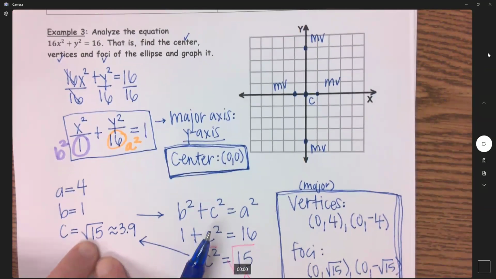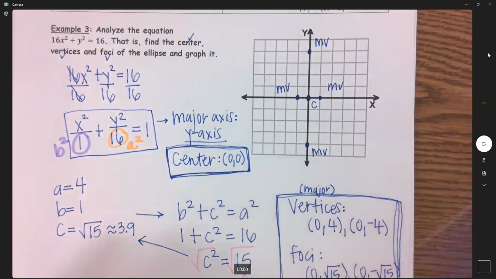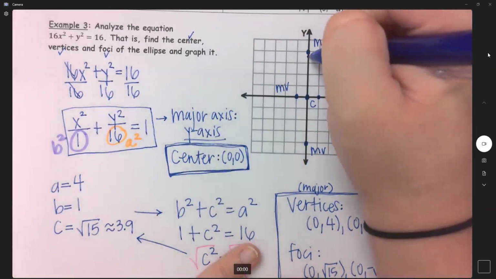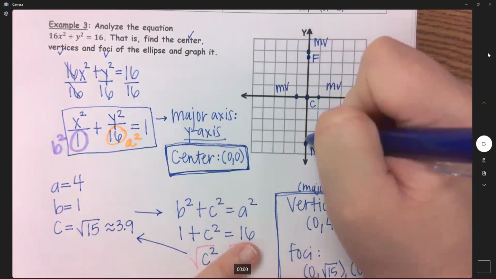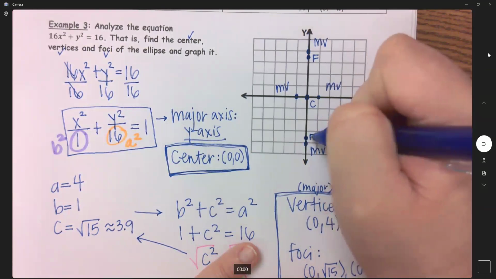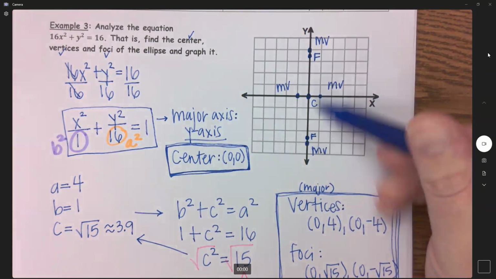And then my C needs to be along my major axis is 3.9. Now I can't really make this accurate, so I'm just going to make it as close to that point as I can. But we do need to know that that's a lot closer together, because those are almost more of like 3.5.